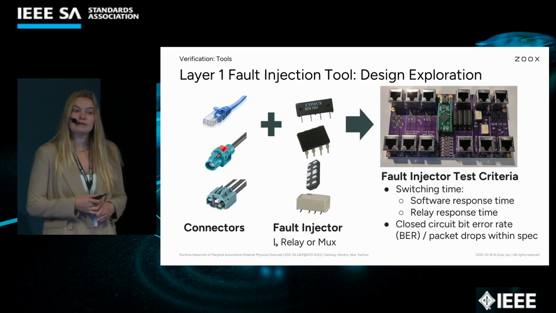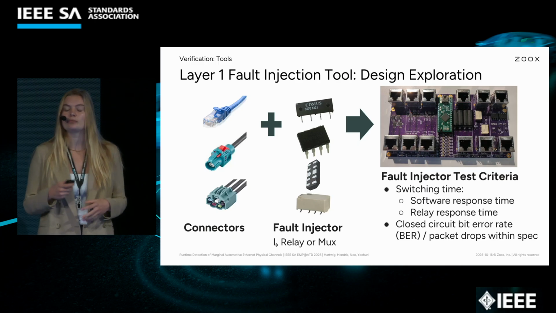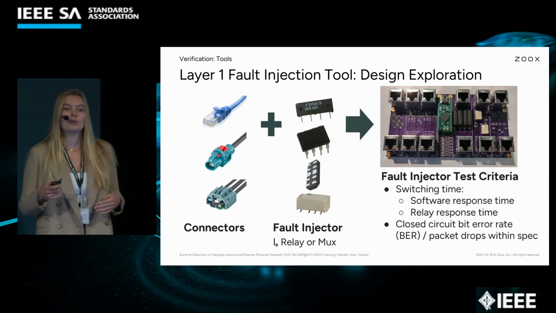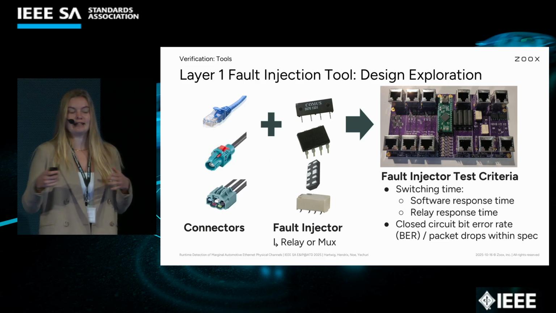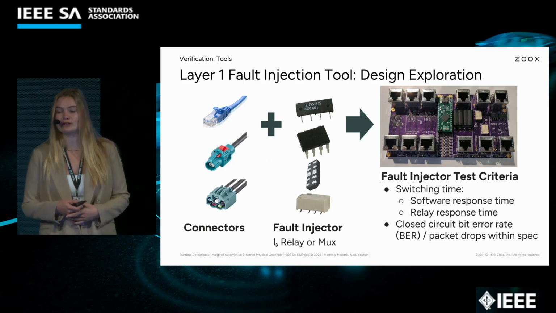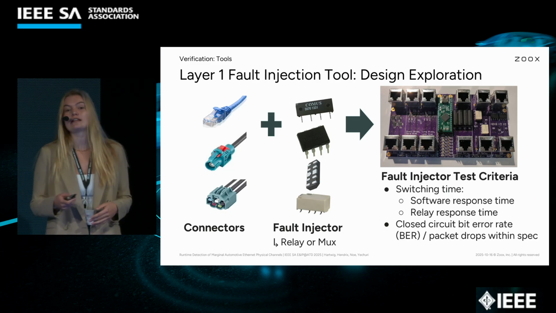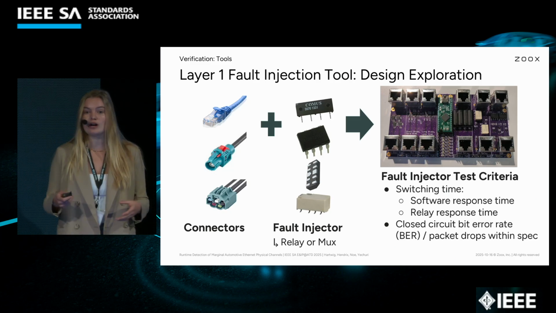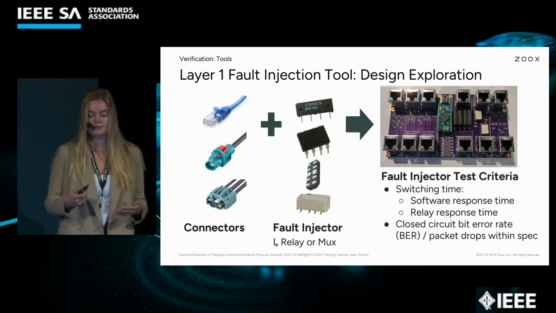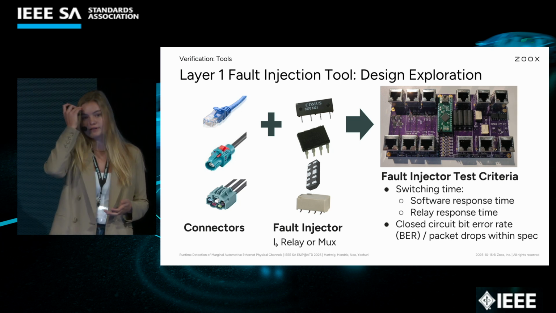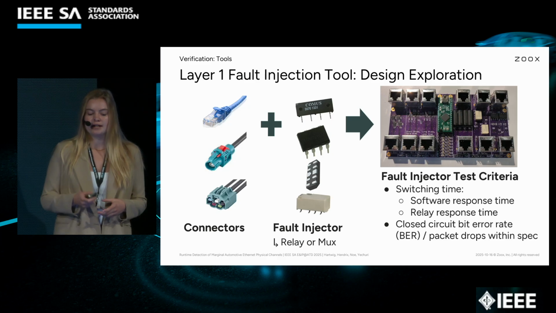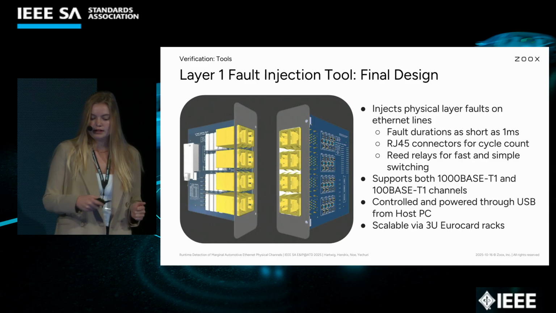But we also need a fault injector that doesn't add too much closed-loop interference when the board sits in line with the normal automotive Ethernet harness and we're not trying to inject disconnects. So we can measure things like this with the bit error rate or packet drops, byte drops, those sorts of things. So we evaluated a number of different muxes and relays, and we ended up on a final design.